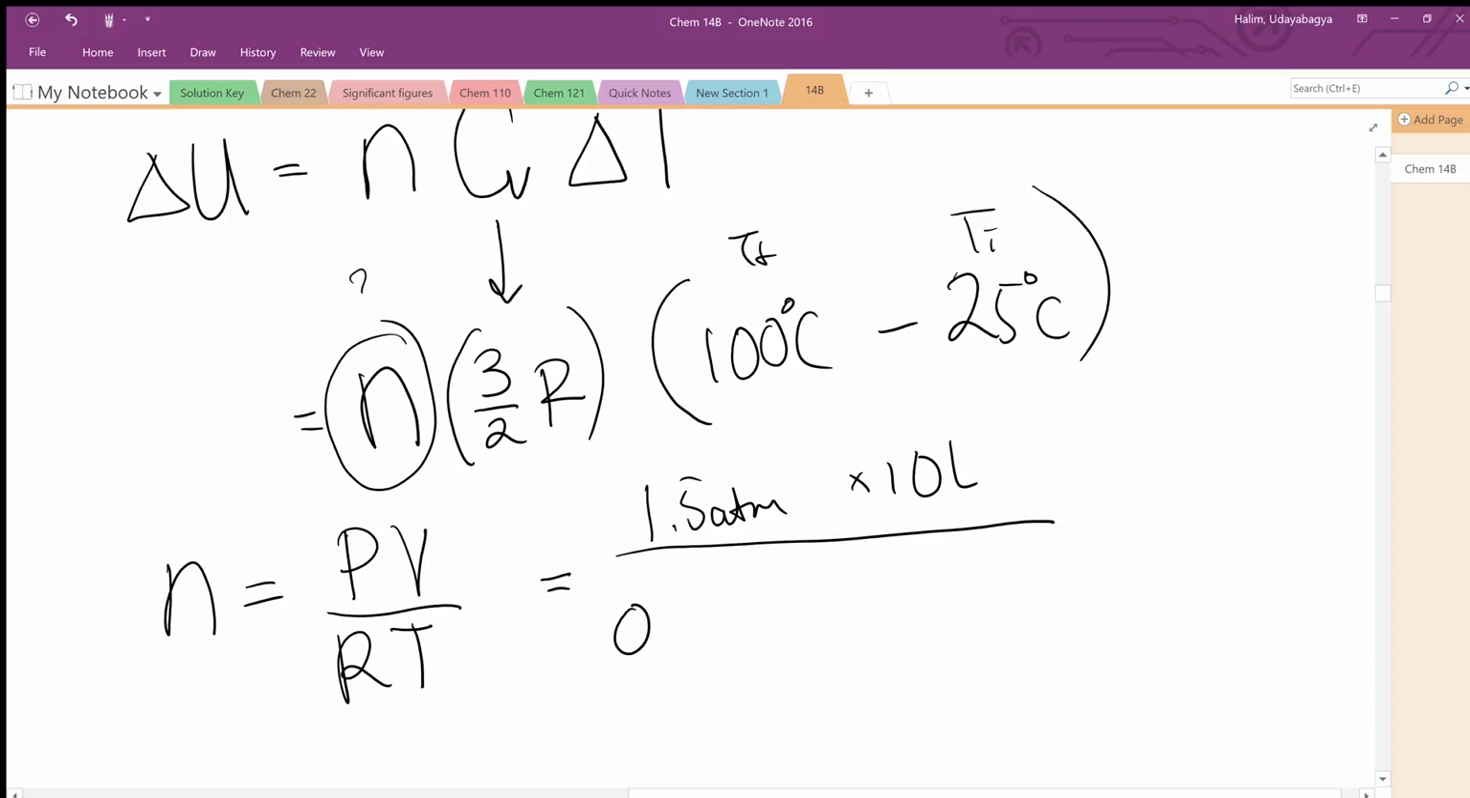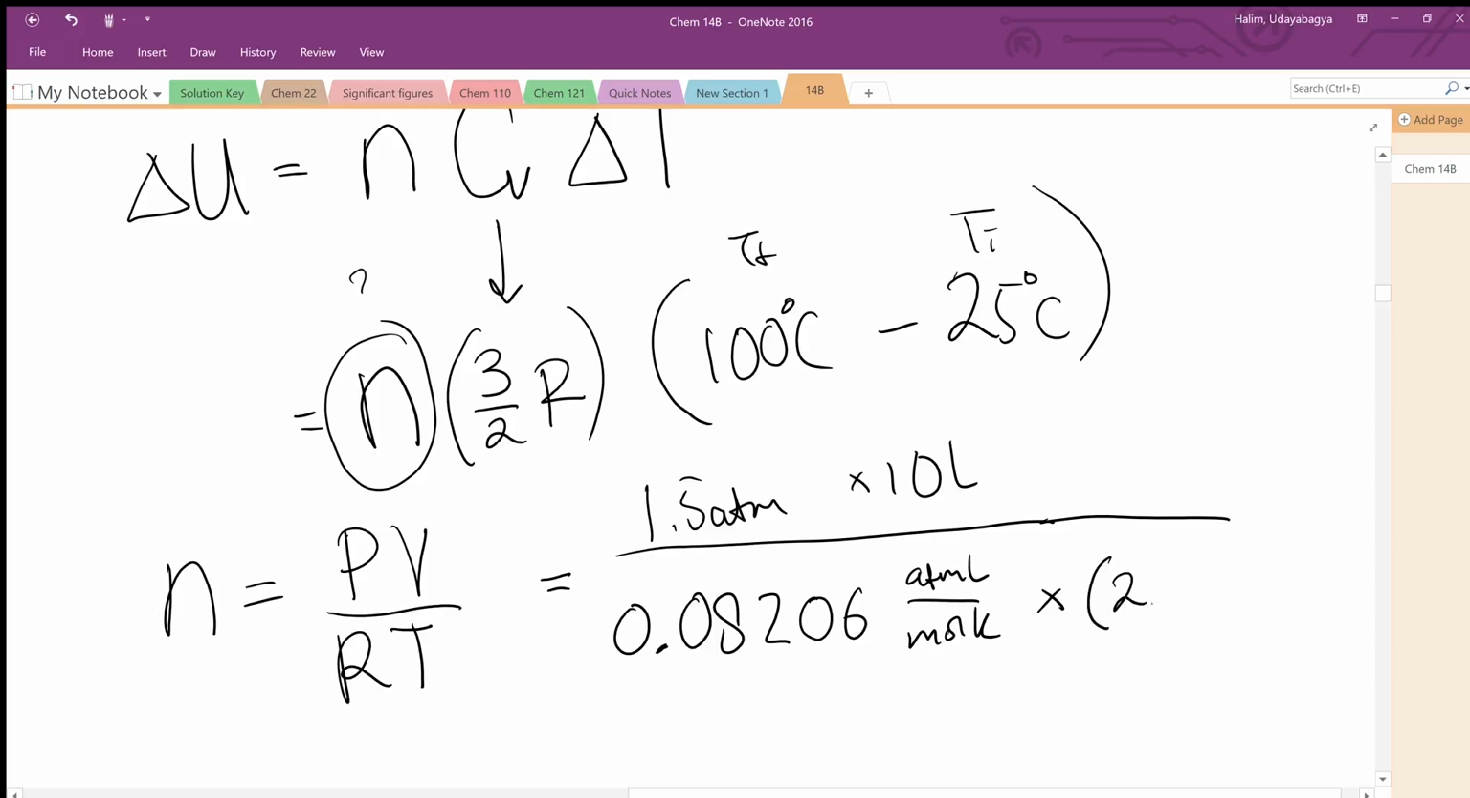Oh, I forgot to write it down on the board. 0.08206. Oh, 06, I'm missing a number there. atm liter per mole Kelvin times the temperature, and I choose my initial temperature to be 25 degrees Celsius, so this is 298 Kelvin. It's just 25 plus 273, which is 298 Kelvin.